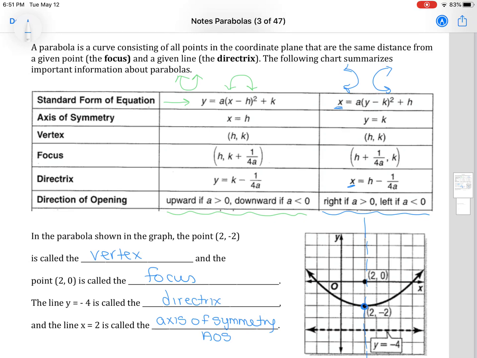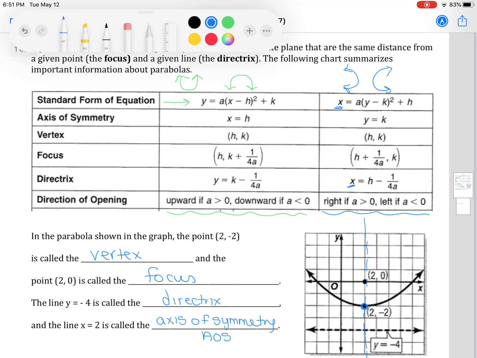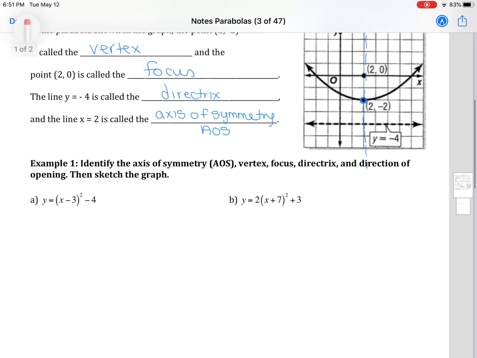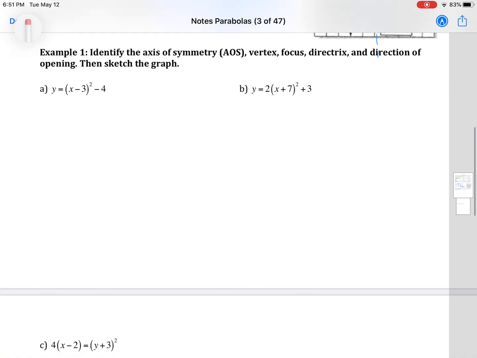If a is positive, it opens right. If a is negative, it's going to open left. So you want to keep this chart next to you because there is a lot of information here that you're going to be calculating.